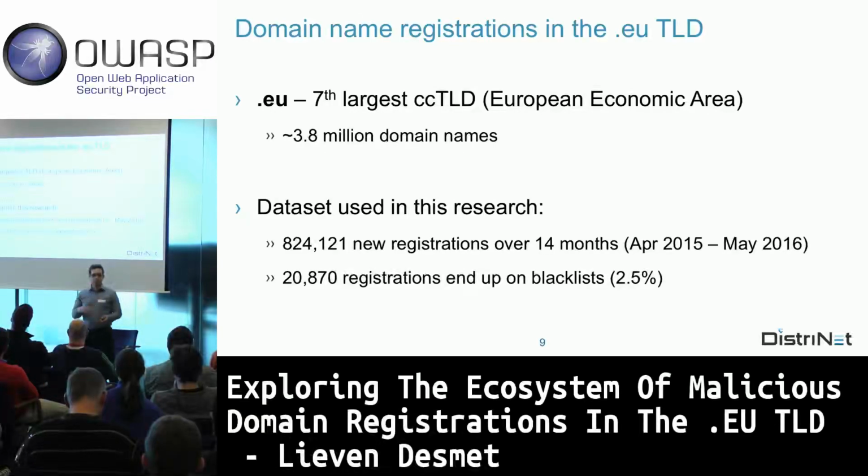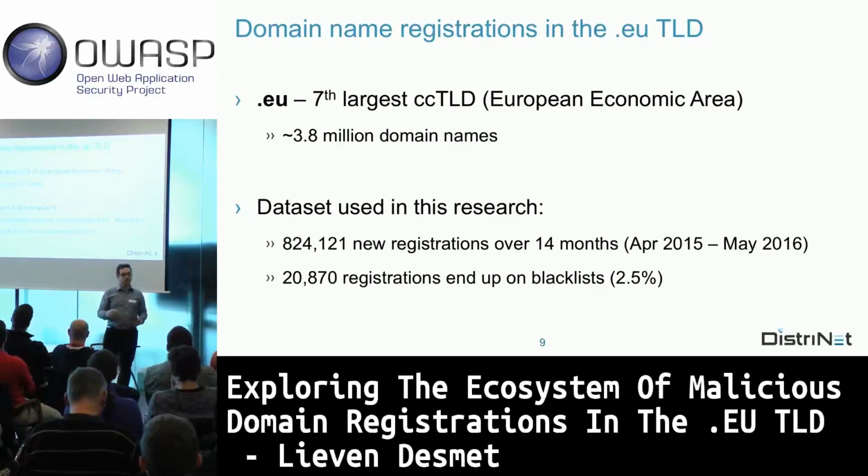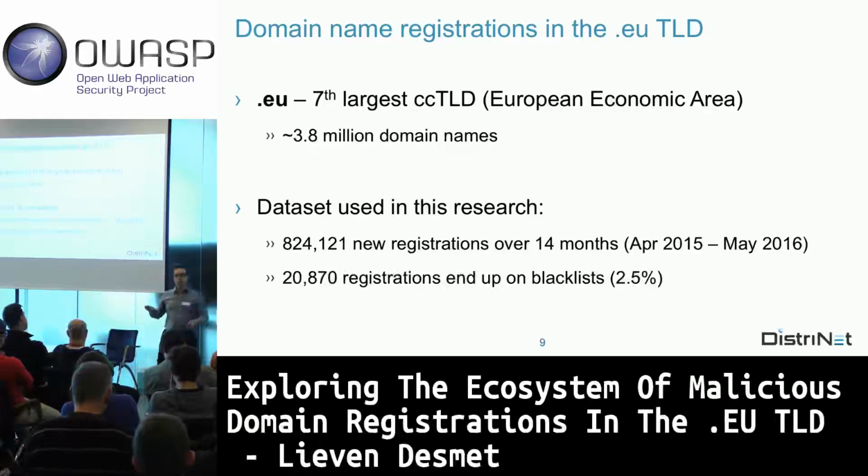And the dataset that we have been using in our analysis is only domain names that were registered for the first time. So if a domain name is transferred or re-registered, we did not take that into account in our analysis. But in our analysis during 14 months, we had 824,000 registrations. About 2.5% of them were flagged as malicious by external parties. So this is the data set we're working on. All the graphs and all the figures you will see today are based on this data set.